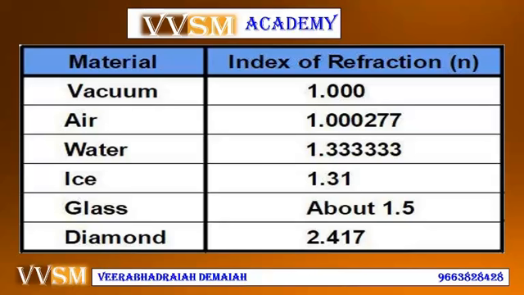Diamond is 2.4. Diamond is the hardest material ever found in the world. Let us discuss the importance of diamond and its structure in the forthcoming classes, particularly the allotropic forms of carbon. Let us remember all these refractive indices for solving the problems in the question papers. Particularly, the students should remember all the refractive index values.